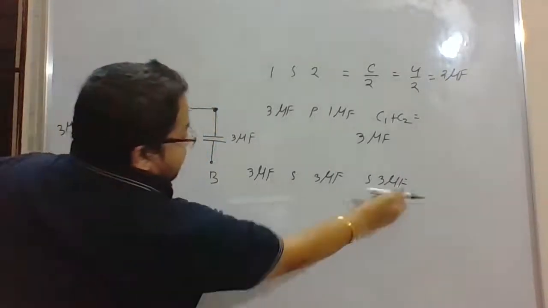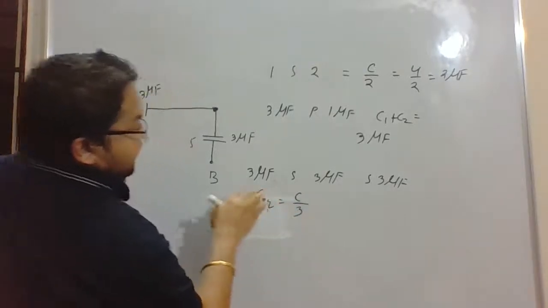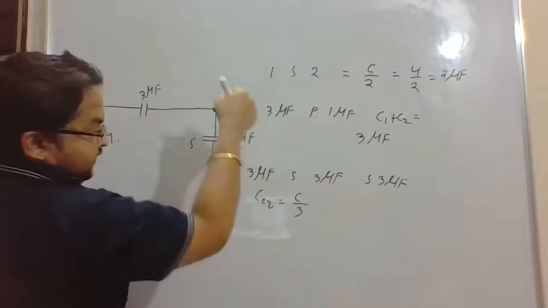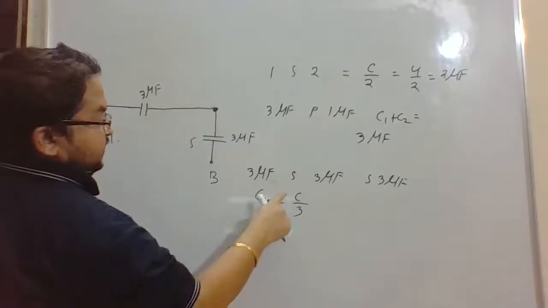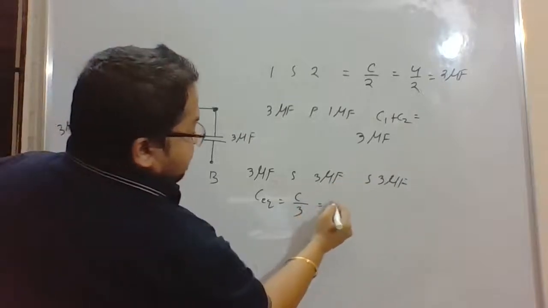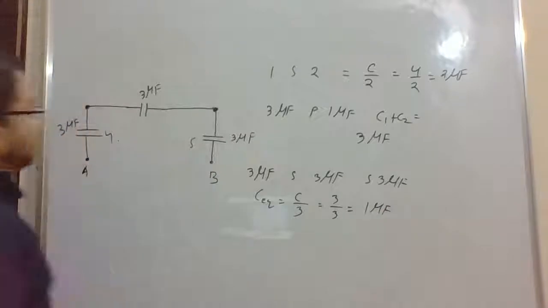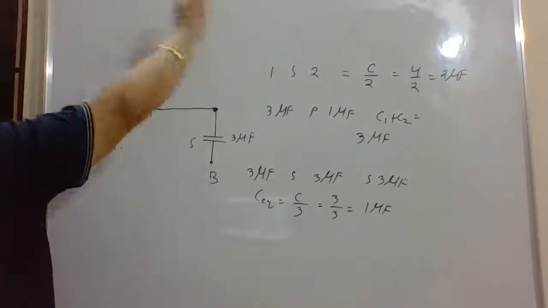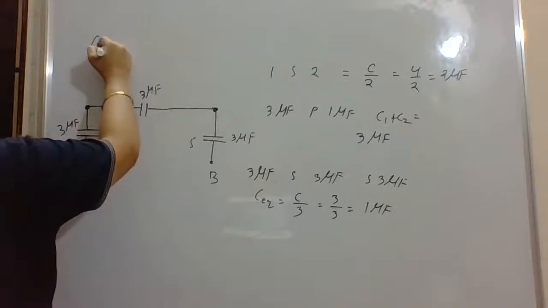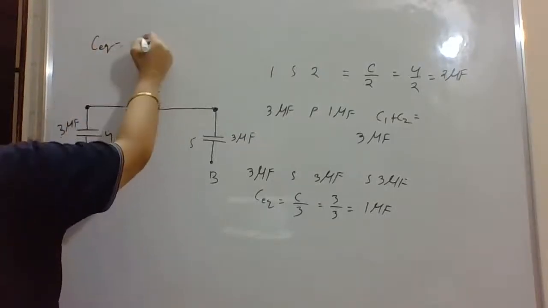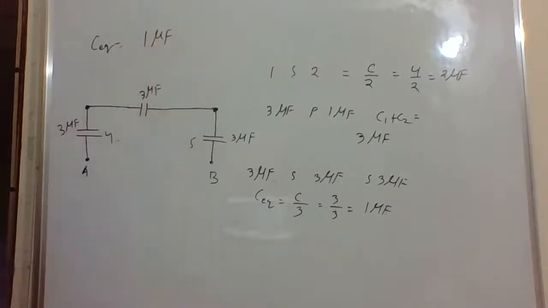So when all three of them are in series, your C equivalent would be C by N. N number of capacitors connected in series, all having a capacitance C, so C equivalent is obviously C by N. That is nothing but 3 by 3, or 1 microfarad. So the answer is, if you arrange capacitors like this, the net capacitance, the C equivalent that you will get, will be only 1 microfarad.